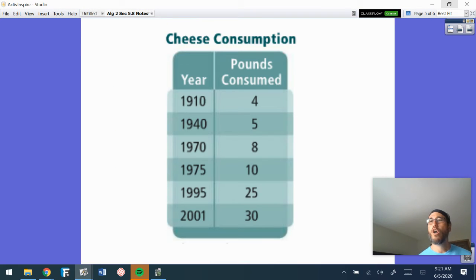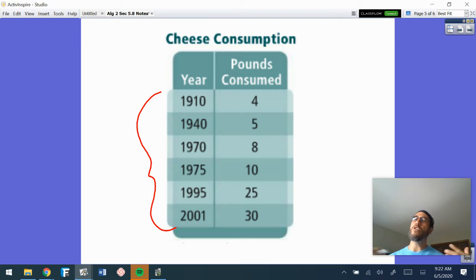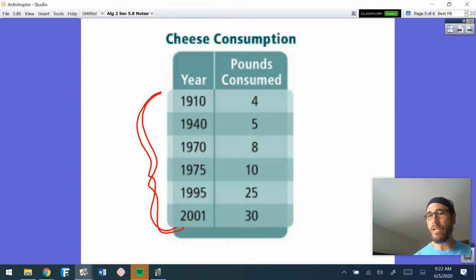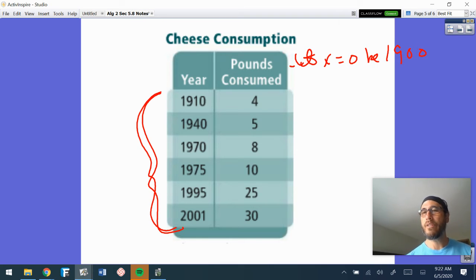Why, Mr. T? Well, because if you look here and I plug those into my x values, it gets a little crazy. So whenever we're dealing with years, and this will be the last one we're doing today, we don't want to use the actual year. So what we do is we start by saying let x equals 0 be 1900.